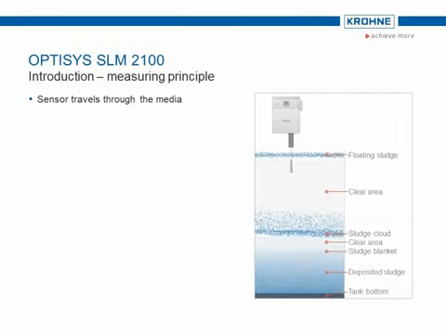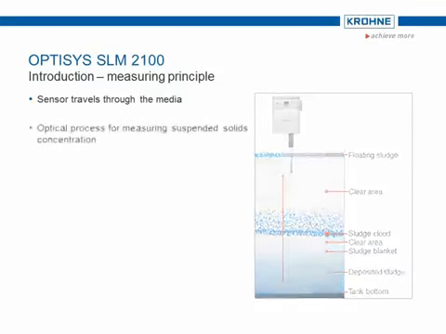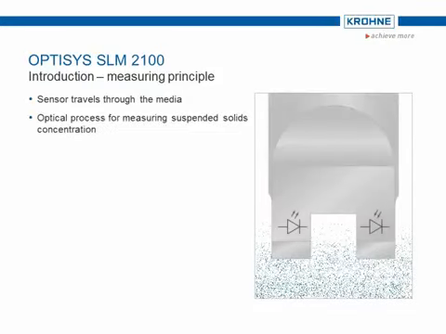The measuring principle. In contrast to the widely used ultrasound principle, the SLM 2100 uses an optical sensor that is immersed in the medium to measure the concentration of suspended solids at different depths. The sensor travels up and down through the medium, continuously monitoring the local concentration of suspended solids content in the medium.